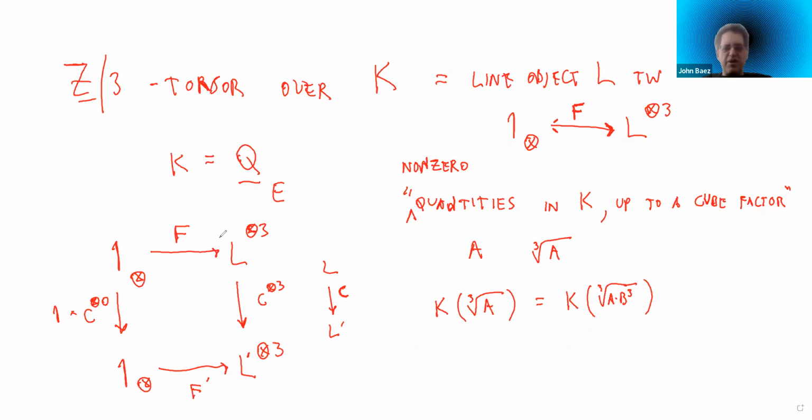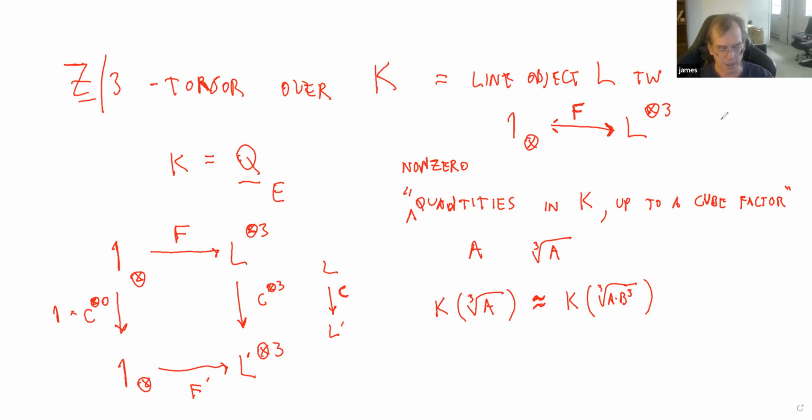Yeah, okay. I guess I was just thinking of K adjoined cube root of A as actually a specific subfield of the algebraic completion of the rationals. But if you think of it more abstractly, it's just like you throw in an extra element whose cube is A. Okay, I got it now.